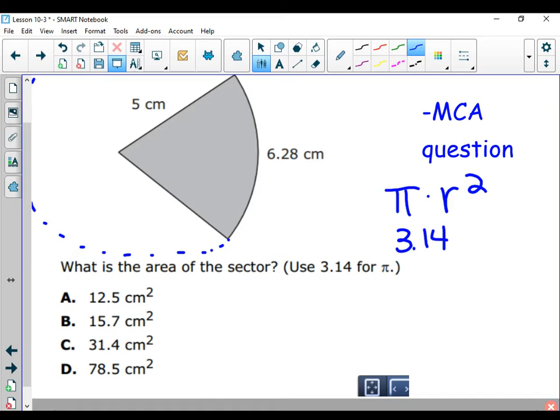Where'd this 6.28 come from? It's the distractor, you get out of here. 3.14 times 25. Now here's where people get super excited because that answer is a choice. Again, it's a distractor hoping you pick it. Was there a full circle in the picture? Then we can't pick that.